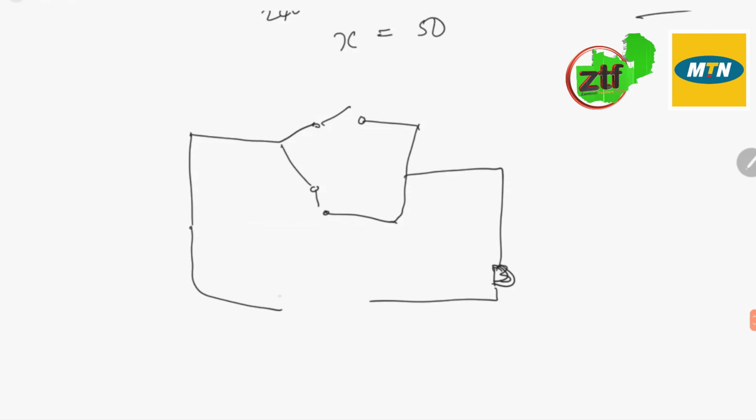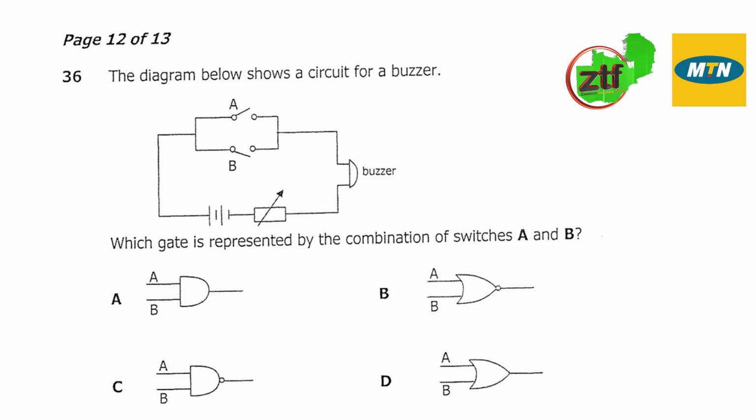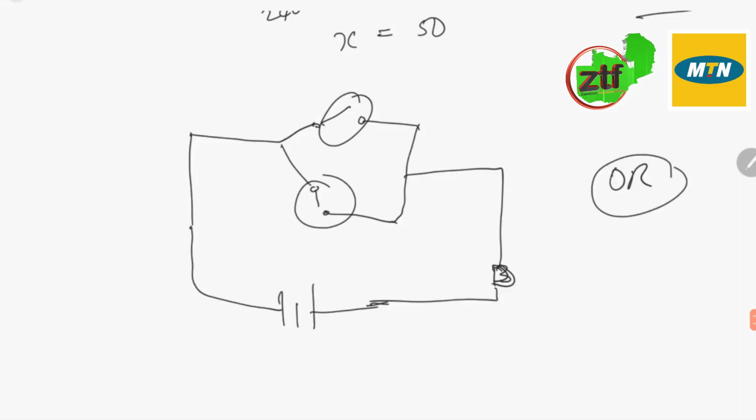What we see is that basically the circuit must be switched on. How? Either of these switches should be able to switch on this circuit. So either this one or this one. So the gate we are actually looking for is an OR gate. So either this or that one should be able to switch on this. Either this or this one. So we are looking for an OR gate.